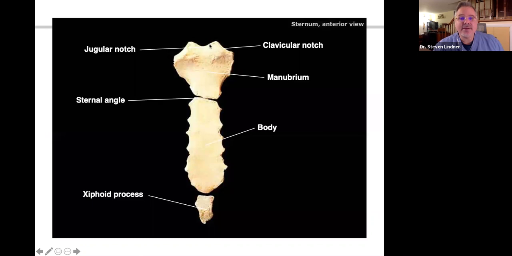So again, there is the jugular notch or the suprasternal notch on top. This is the manubrium. This is the clavicular notch. So the clavicle bone is going to articulate right here, and it's going to form a joint called a sternoclavicular joint. Then we move down. There's your sternal angle, or angle of Louis, which would be at the level of the second rib. Then you have the body of the sternum, and the xiphoid process is the very, very tip.